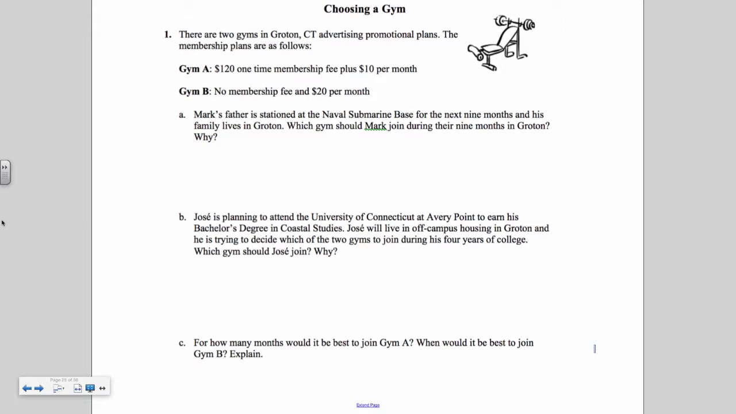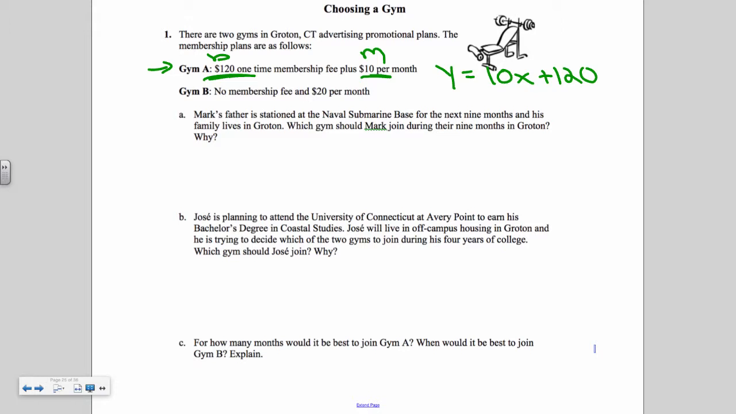The first thing we can do is make an equation out of gym A. So the one-time membership fee is like my b. It's my y-intercept. It's where I'm starting. And then my $10 per month is my slope, is my m. So that's what's changing. So I could write this as y equals 10x plus 120. I'm going to start off at $120, but then I'm going to add $10 per month.